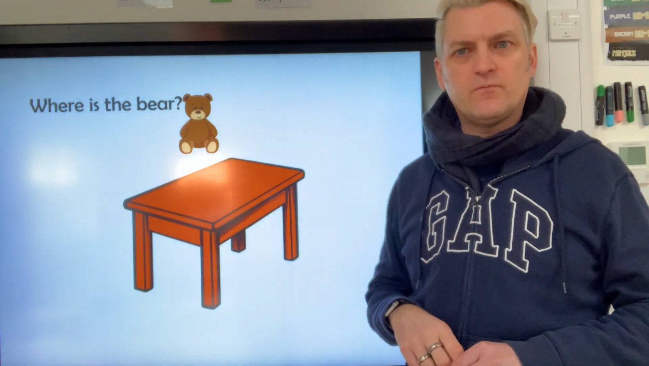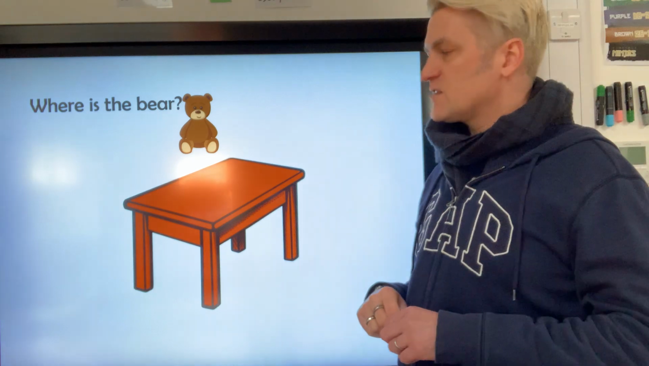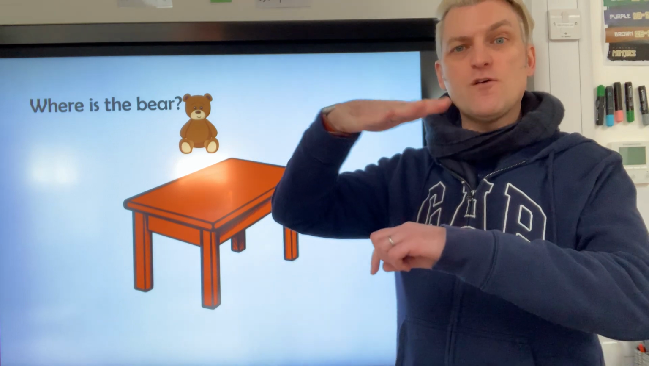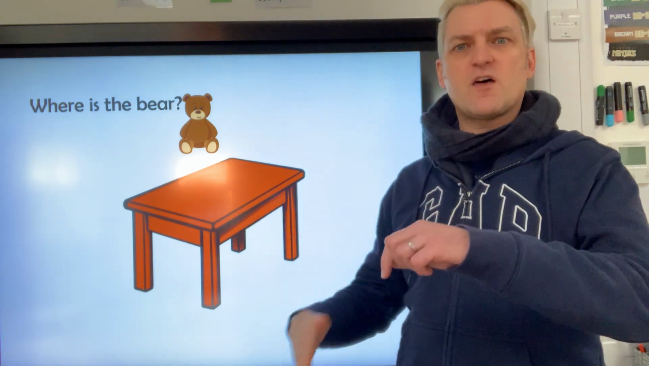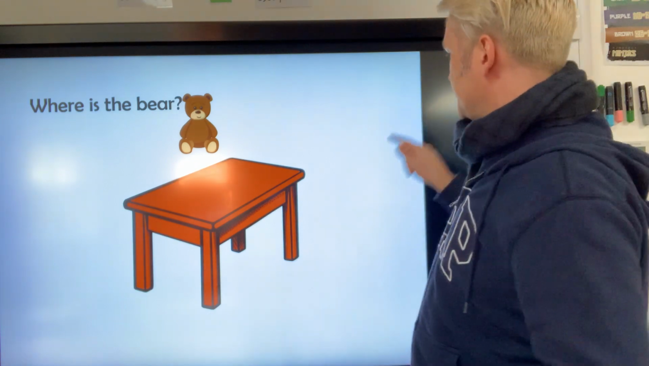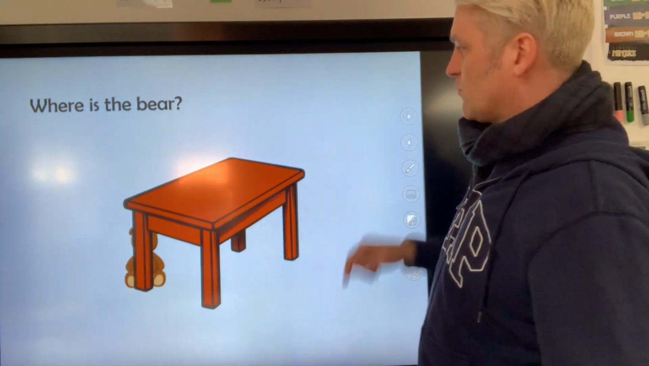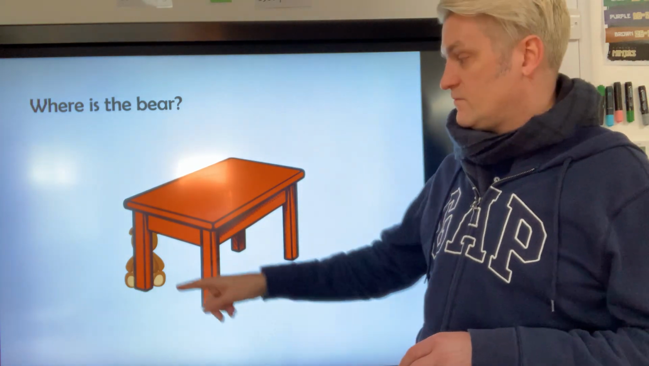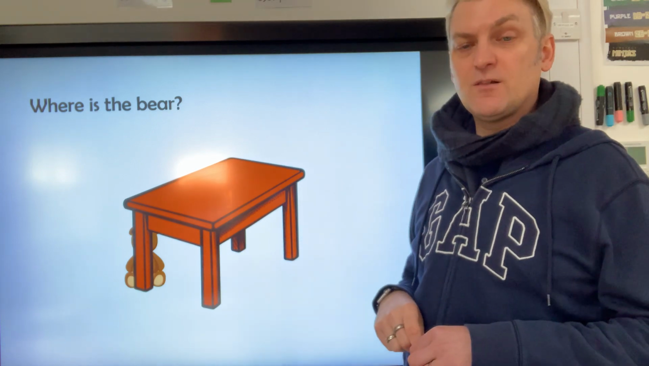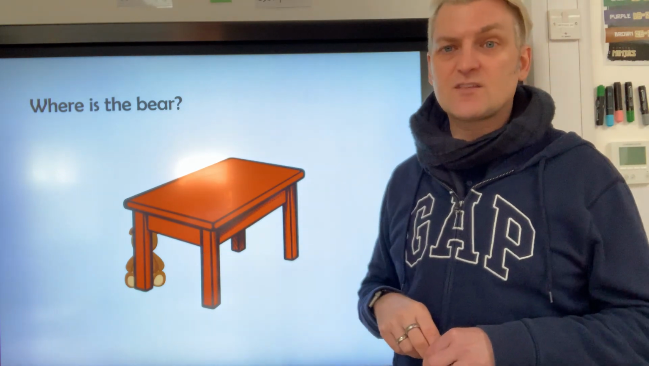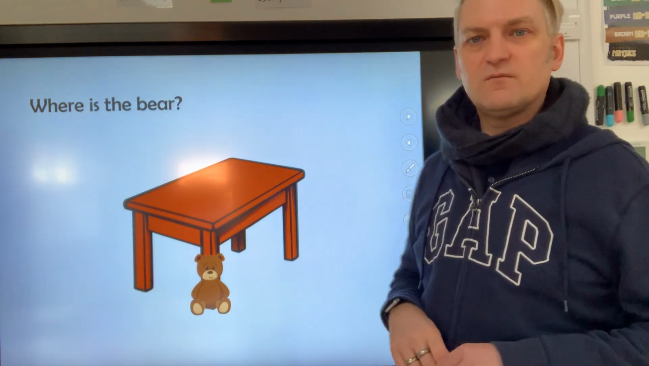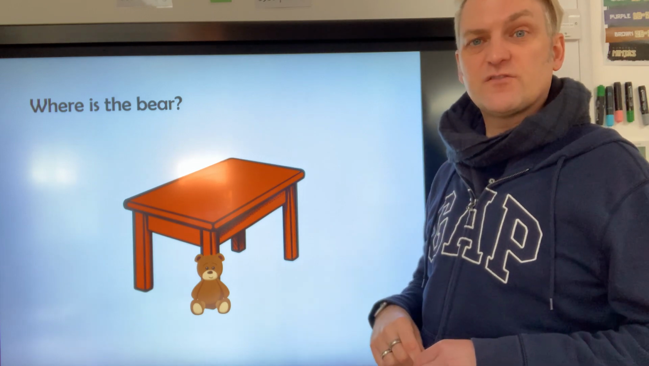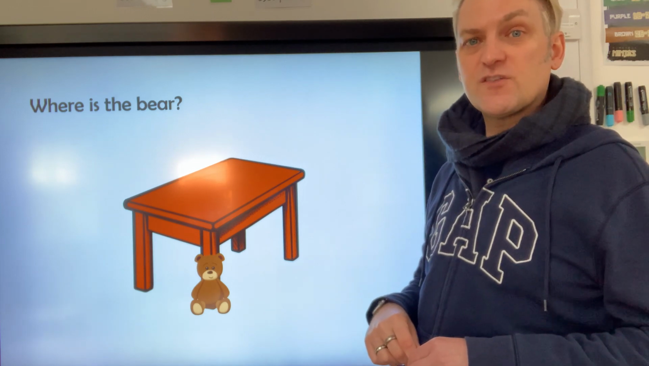Where is the bear now? He's not on the table. Where is the bear? The bear is over the table. The bear is over the table, or you could say above. The bear is above the table. Okay, next one. Where's the bear? Where's he gone? The bear is behind the table. Where's the bear now? The bear is in front of the table.